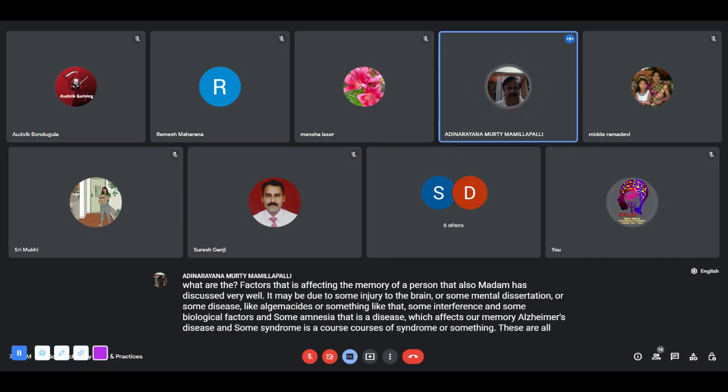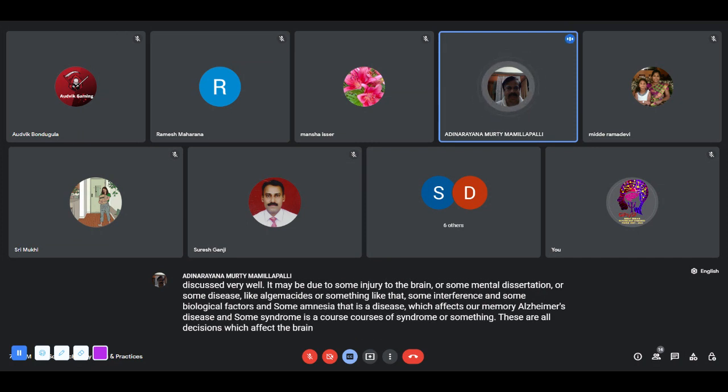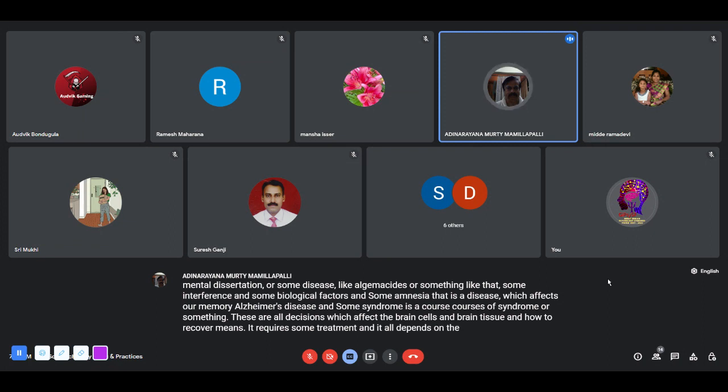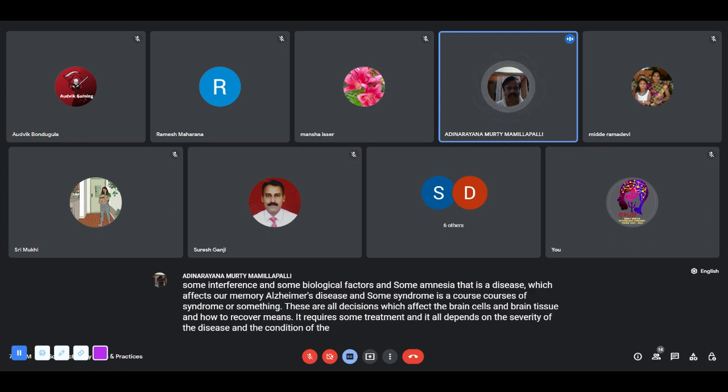These are all diseases which affect the brain cells and brain tissue. And how to recover means it requires some treatment, and it all depends on the severity of the disease and the condition of the patient. By treatment, normalcy to a large extent can be restored depending upon case-to-case basis.